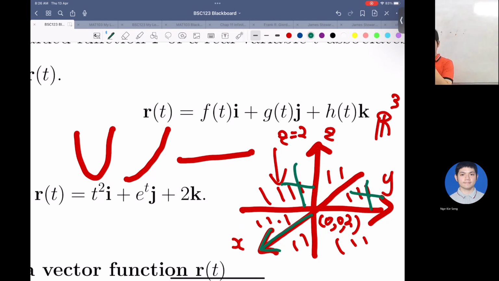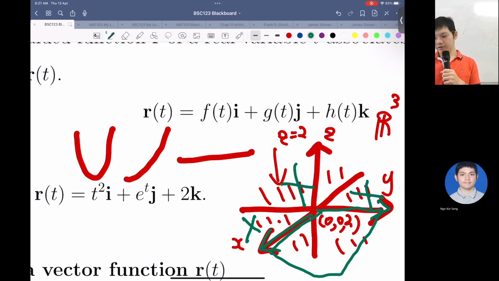So how about e to the t? e to the t is also positive. So you lie only in the positive side of y, so you won't have this quadrant as well. The only quadrant left is the first quadrant. You only lie here.